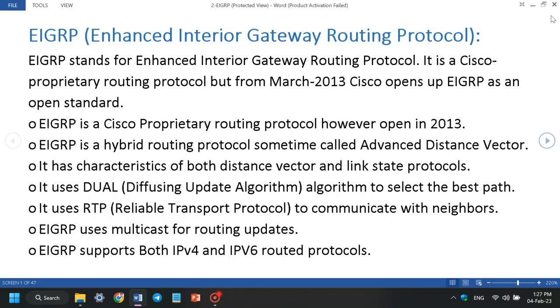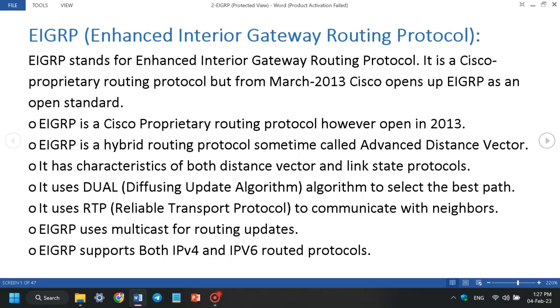EIGRP is a hybrid routing protocol. Sometimes it's called advanced distance vector. It has characteristics of both distance vector and link state protocols. It uses the DUAL algorithm to select the best path, or we can call it the Diffusing Update Algorithm. It uses Reliable Transport Protocol to communicate with neighbors.